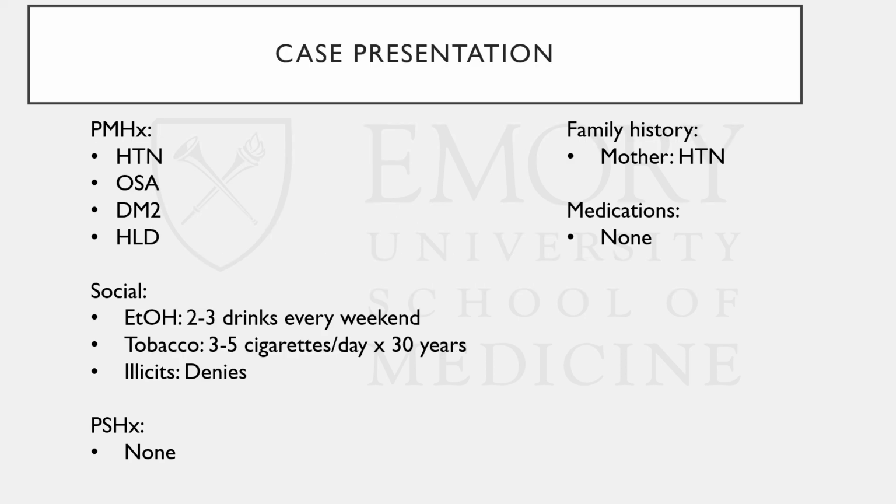Additional medical history consists of some alcohol use, 2 to 3 drinks every weekend, a long history of tobacco use, but 3 to 5 cigarettes a day on average, and no illicit drugs. He has no past surgical history, has family history of hypertension in the mom, and takes no medication.